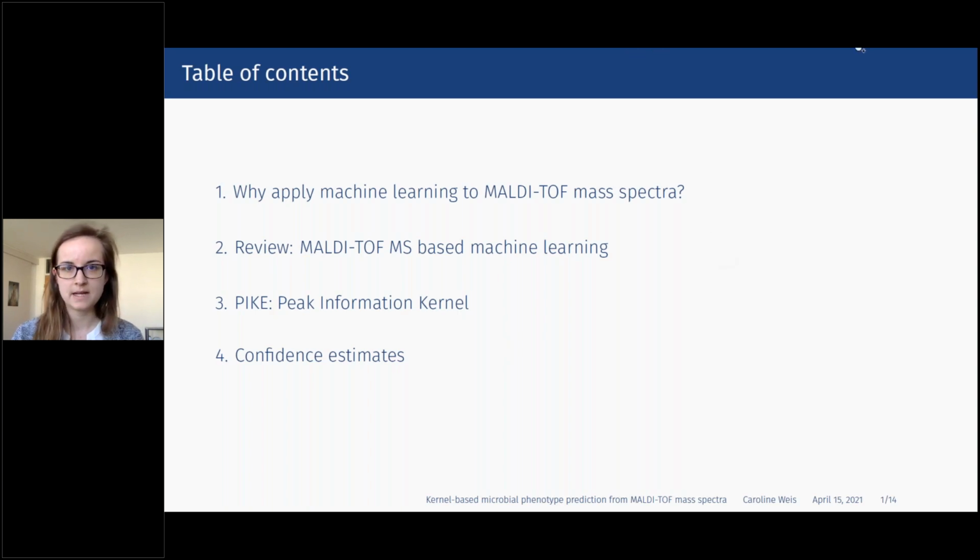So when I was preparing the slides, I decided to introduce the topic of machine learning on MALDI-TOF mass spectra a bit more generally, and to include some information on why applying machine learning to MALDI-TOF mass spectra makes sense, and talk a bit about the current state of the art of MALDI-TOF based machine learning, which we have summarized in a recent review. Only later I will introduce a machine learning method tailored to MALDI-TOF mass spectra, which we have developed, called PIKE, the peak information kernel. And if time allows it, I will go into confidence estimates, but let's see.